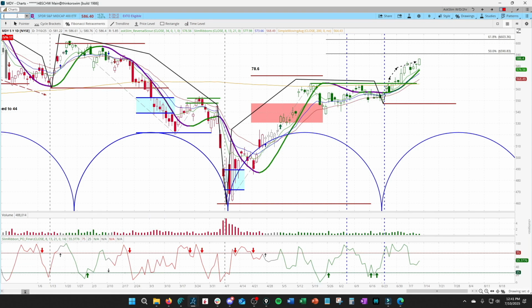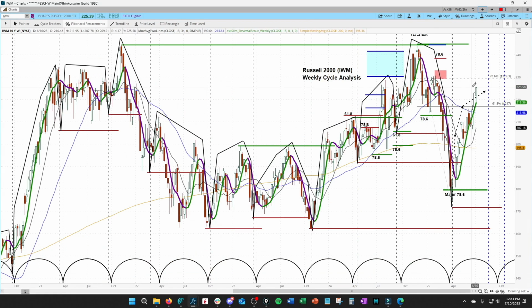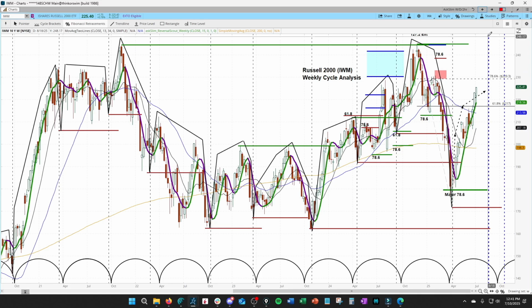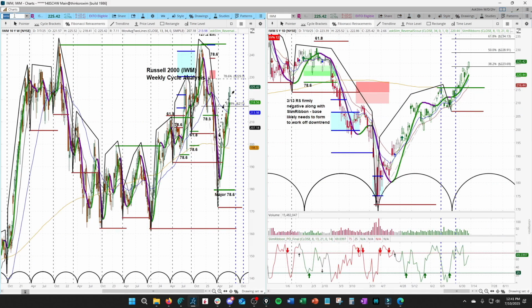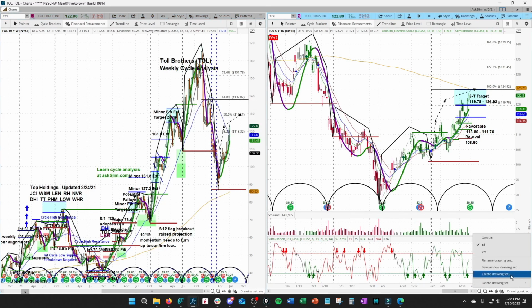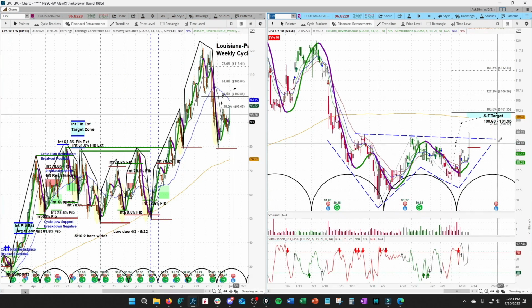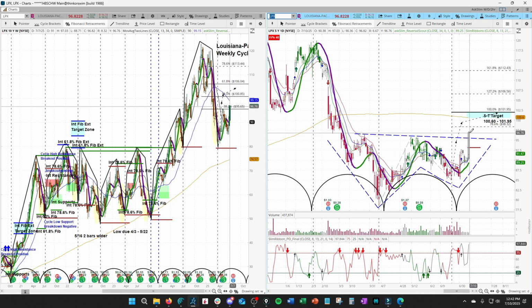I have been saying, and I still believe, that we're going to rally up towards that 78.6. Once we get there, I'm going to be watching closely. Does it actually stall out around that area? But in the interim, until we hit that, and I'm seeing stuff like this in TOL, right? Like this in LPX, I'm going to still be looking to the long side until these setups start to fail, right?